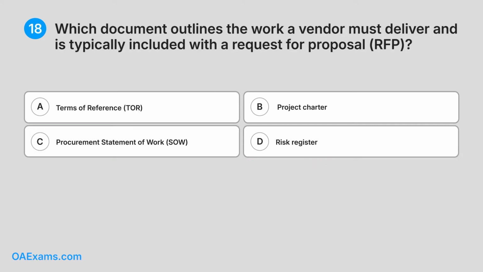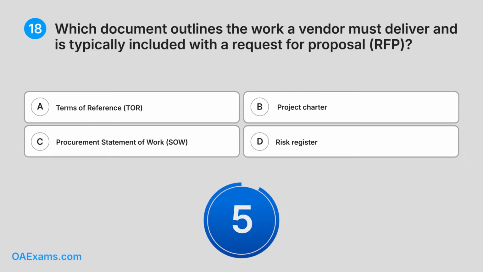18. Which document outlines the work a vendor must deliver and is typically included with a request for proposal? A. Terms of reference. B. Project charter. C. Procurement statement of work. D. Risk register. Can you guess the answer?